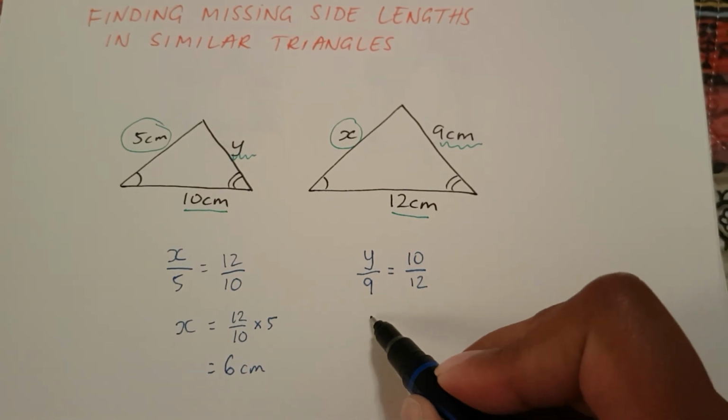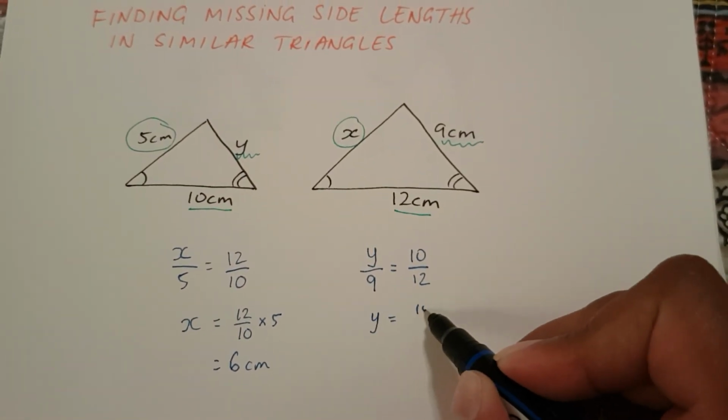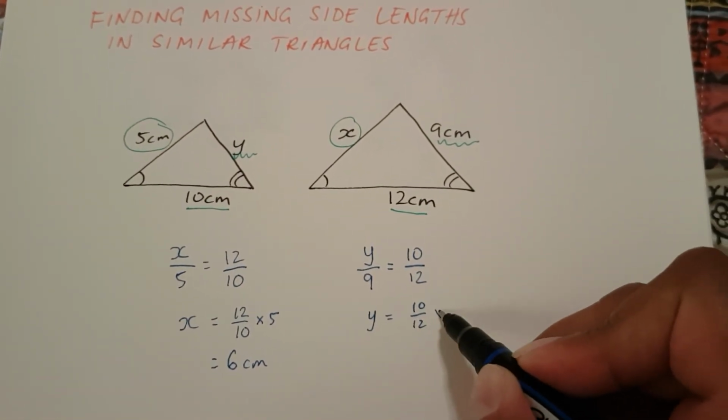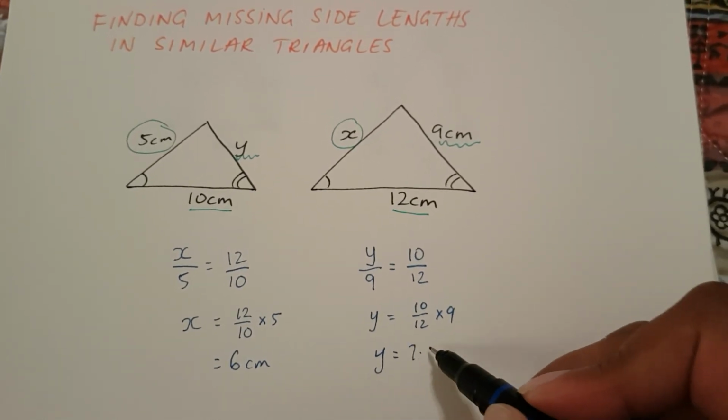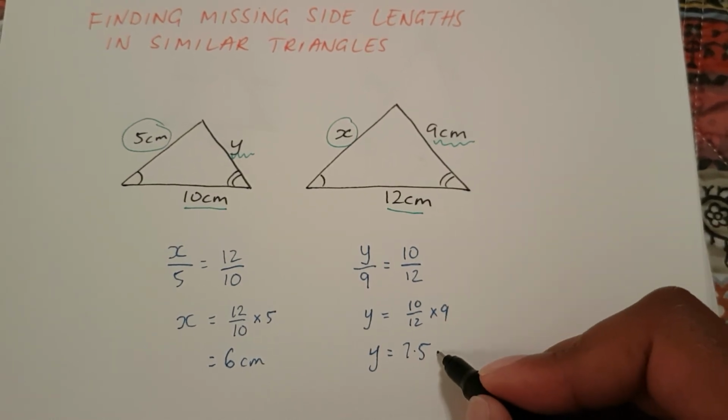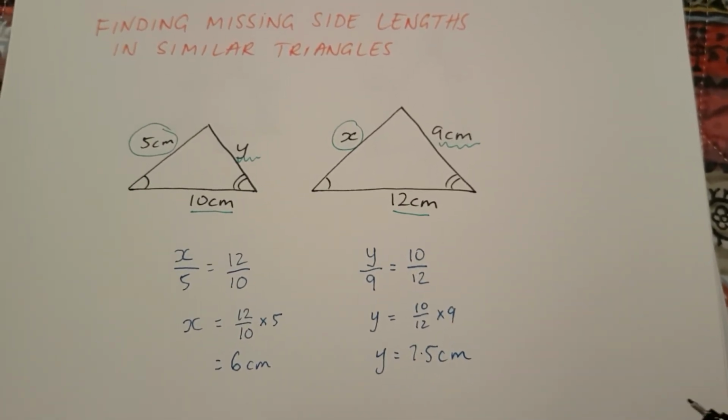So when we multiply this through, we get y is equal to 10 over 12 times 9, and that will give us y equals 7.5, and we'll add the units in there, 7.5 centimeters.